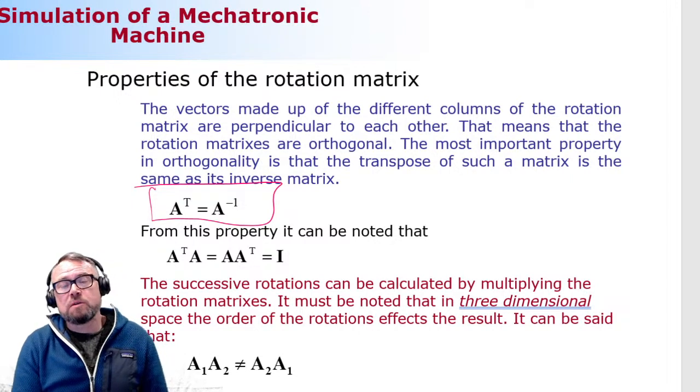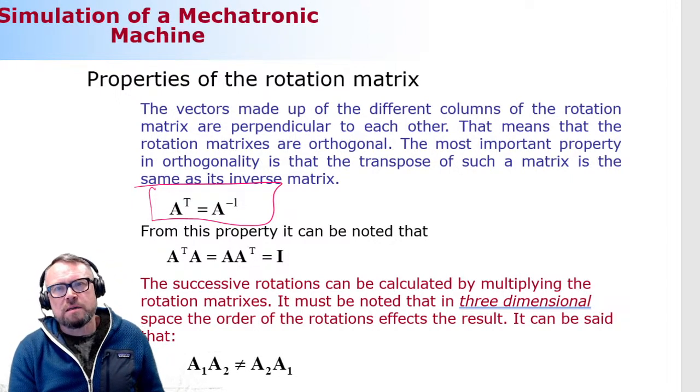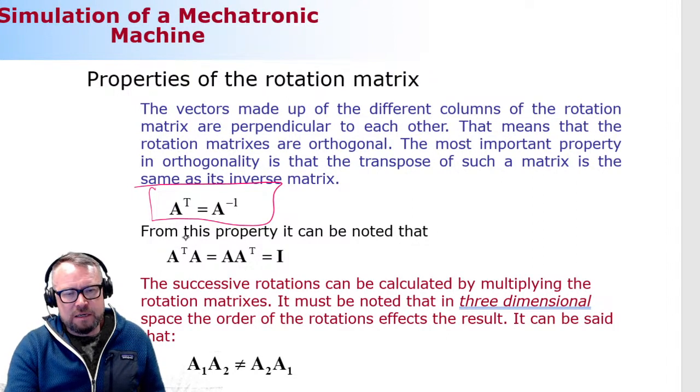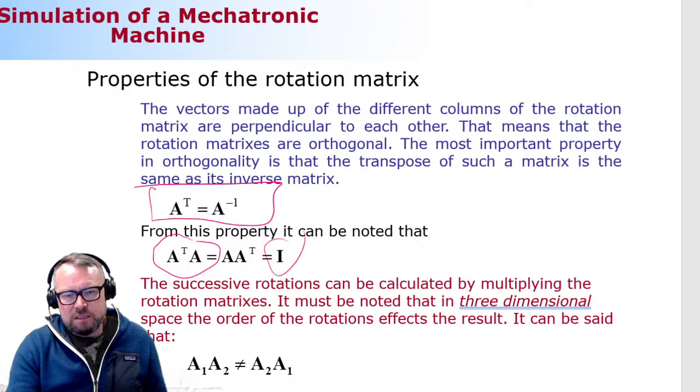And that's because the rotation matrix is orthogonal. That's the reason behind it. And if that's the case, then the transpose of the matrix multiplied by the matrix itself will give you the identity matrix.